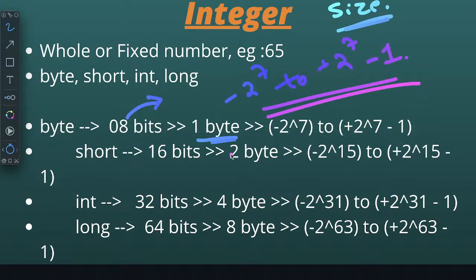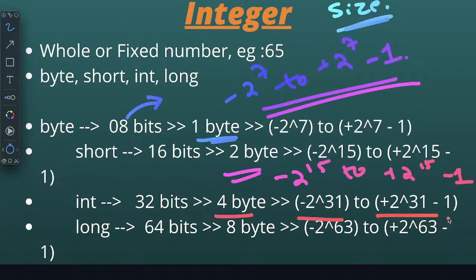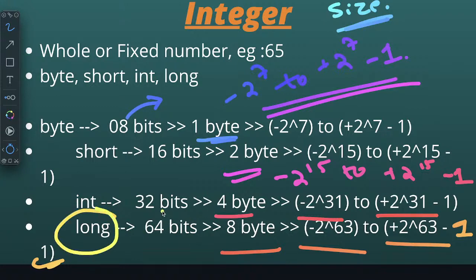Then for short it is 2 bytes, so it will be double, like -2 power 15 to positive 2 power 15 minus 1. I hope till now it's clear to all. Then int takes 4 bytes, that is -2 power 31 to positive 2 power 31 minus 1, and long takes 8 bytes, and can store values from the range -2 power 63 to positive 2 power 63 minus 1. So the largest among these is long and the smallest is byte.